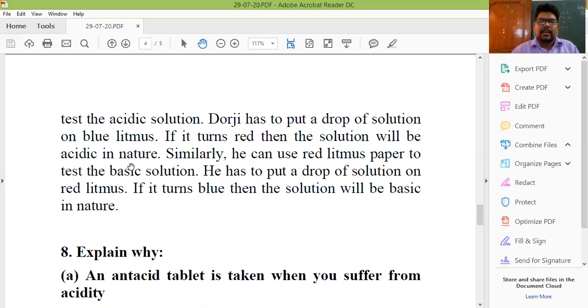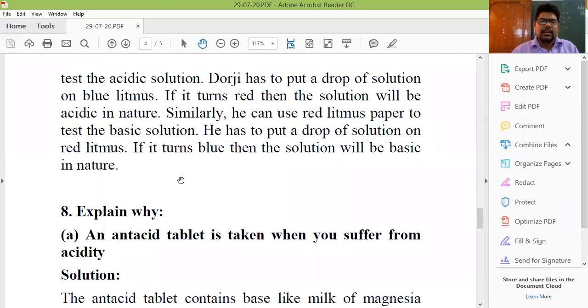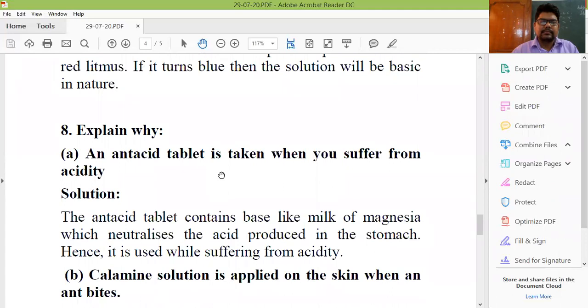Similarly, he can use litmus paper to test the basic solution. He has to put a drop of solution on the red litmus. If it turns blue, then the solution will be basic in nature.